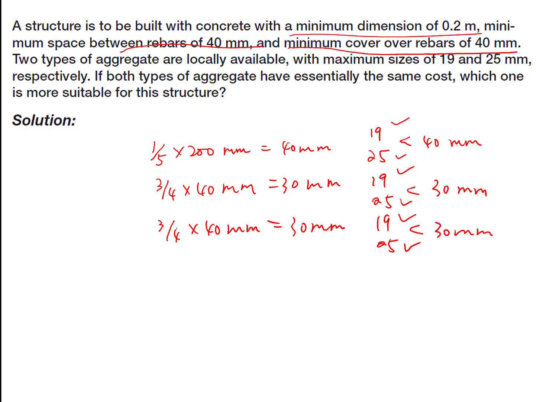So actually both of them satisfy the dimension requirements, but according to the general guideline, large aggregates can be more economical because they require less water and less amount of cement. So we need to choose 25 millimeter as the maximum aggregate size.